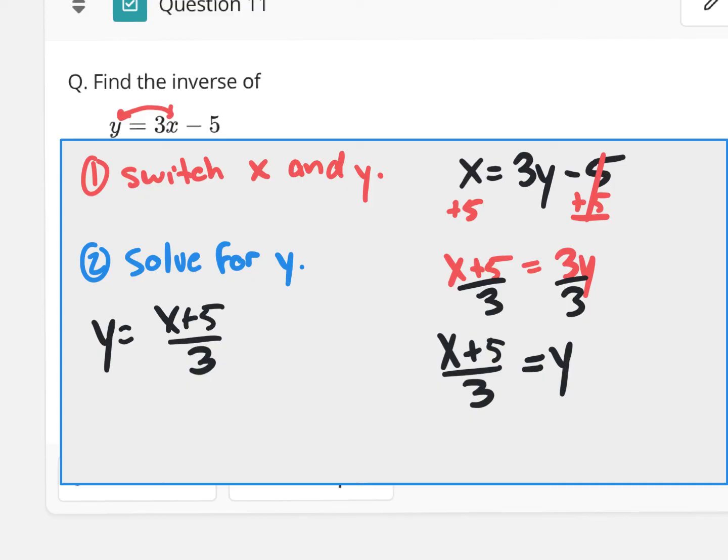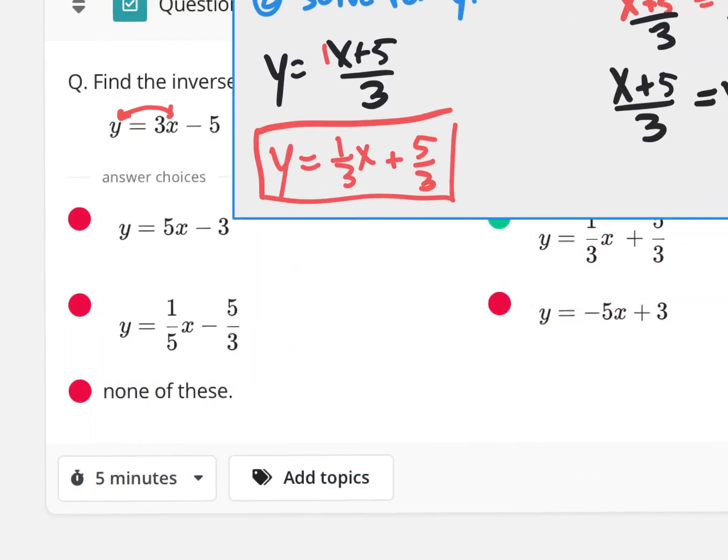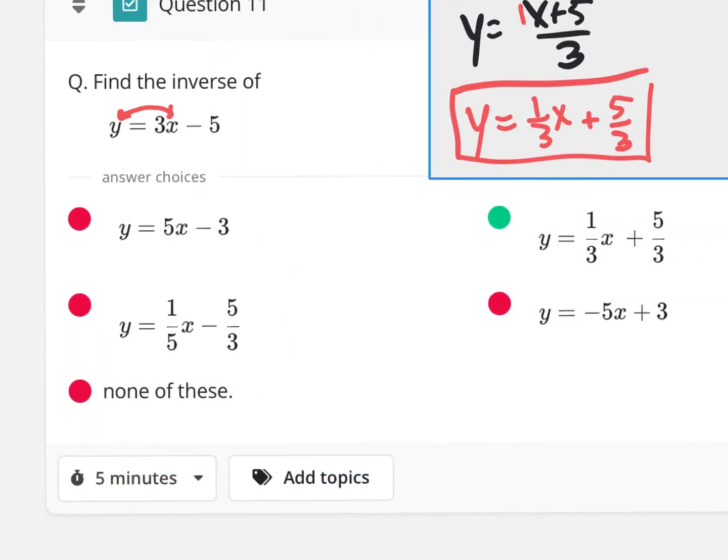Now that's 100% correct. However, the multiple choice answers may have this divisor of 3 split to both the x and to the 5. So there's an invisible 1 in front of x, so this could be the final answer. Y equals 1/3 x plus 5/3. So let's look for that one on the multiple choice answers. And there it is. Y equals 1/3 x plus 5/3. I hope you get it. We're done.